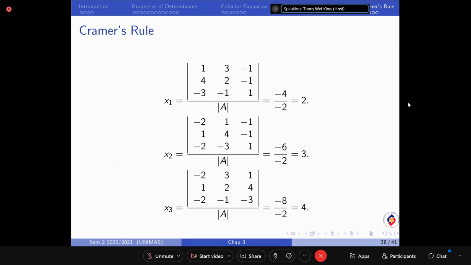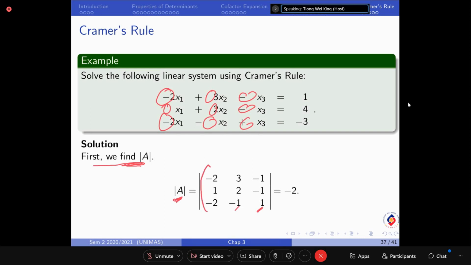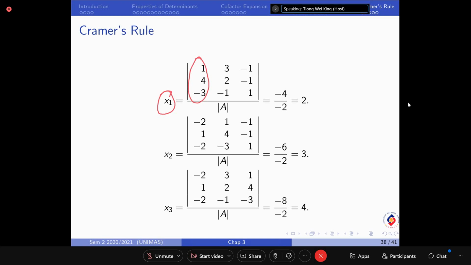Now for x1, remember you need to replace the first column of matrix A with this. So that's why column 1 is matrix B, and then divide by determinant A. For x2 you replace the second column with matrix B; the first and third columns are the same as A. Then for x3 you replace the third column; the first and second columns are the same. Then you simplify, you get 2, 3, 4. That's Cramer's rule.